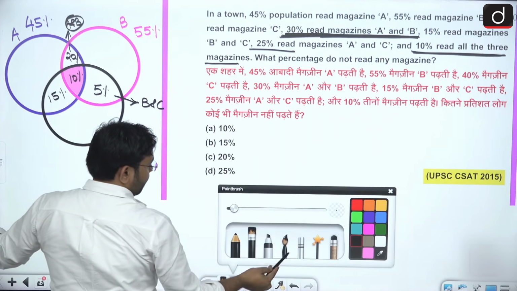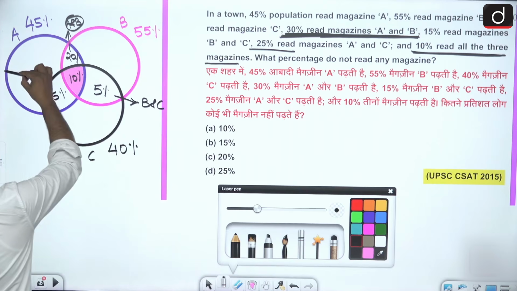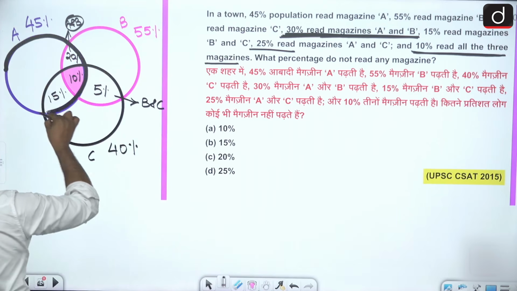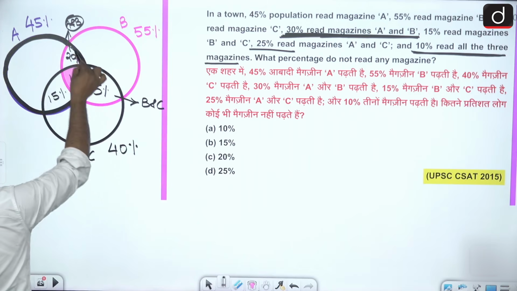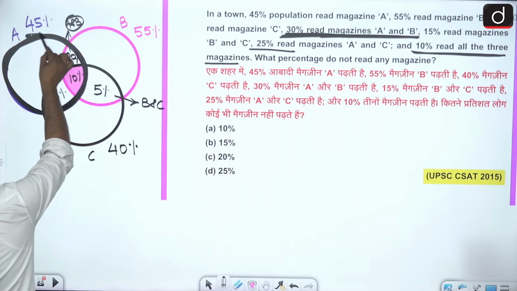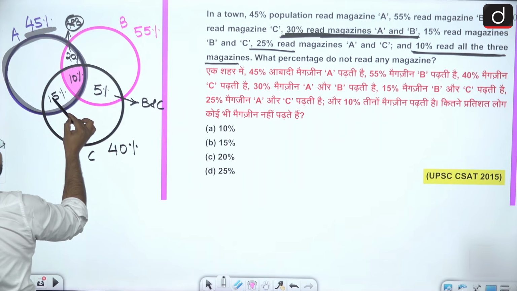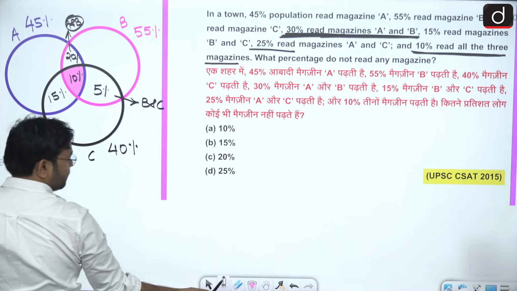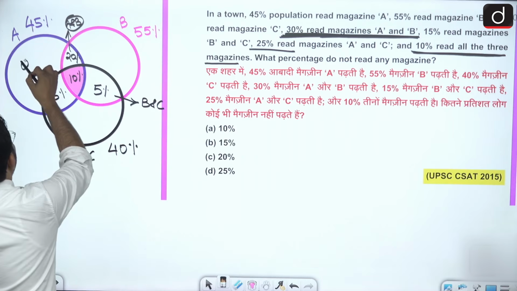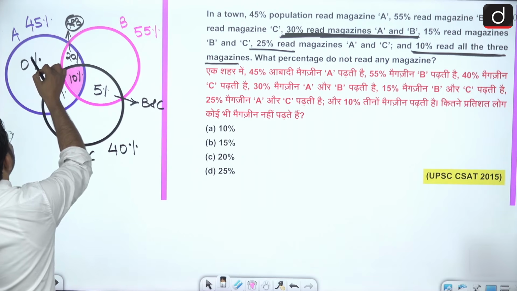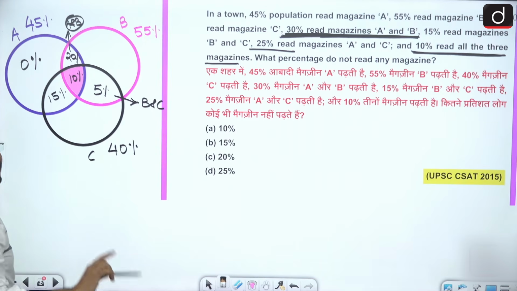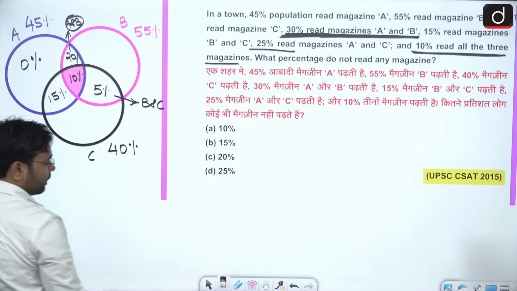You know, this circle is representing magazine A, and magazine A is read by 45% people. So the sum of all the terms should be 45. Now 20 plus 10 plus 15 is 45, so you can say 0% read only A, or you can say none read only magazine A.